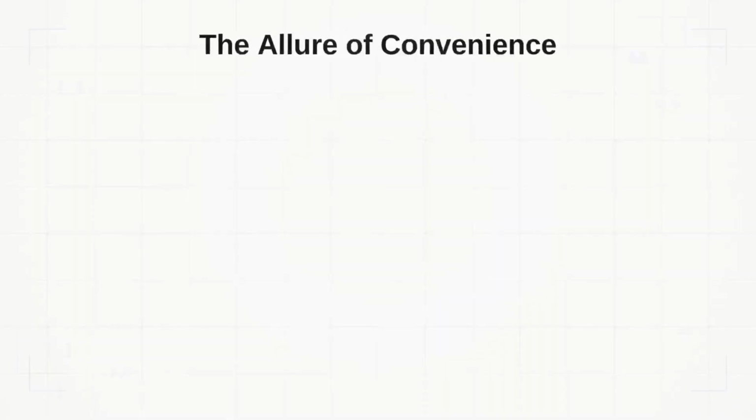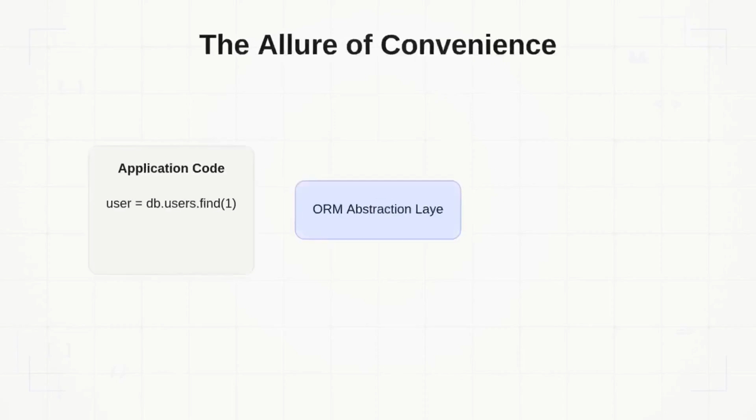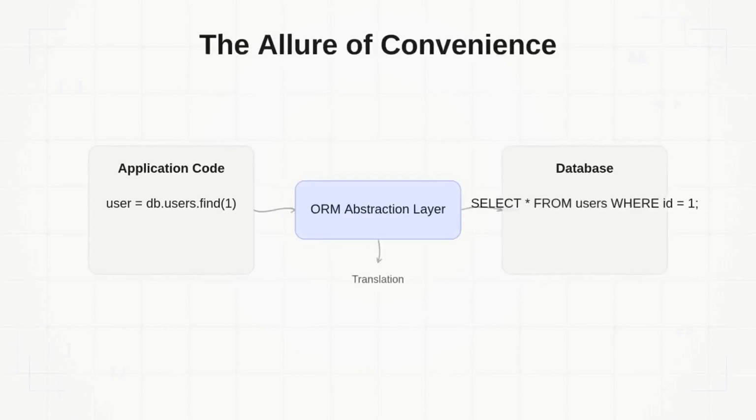ORMs are a foundational tool in modern software development. They act as a bridge, letting us interact with a relational database using our preferred programming language, instead of writing lines and lines of SQL. We define our data structures as objects or classes, and the ORM intelligently maps them to database tables.